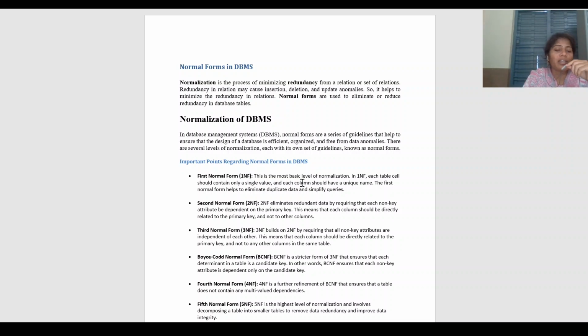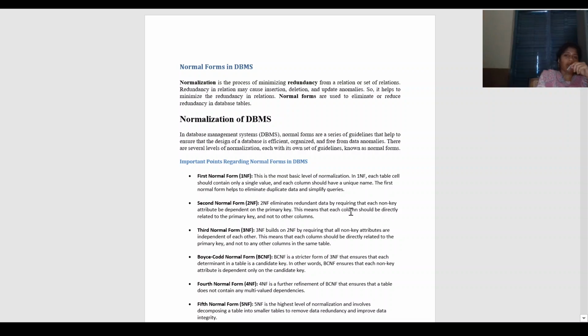Redundancy in a relation may cause insertion, deletion, and updation anomalies. Normalization in a database management system: normal forms are a series of guidelines that help ensure the design of the database is efficient. Efficient means exact or organized, and free from data redundancy. There are several levels of normalization. These are the types of normalization.